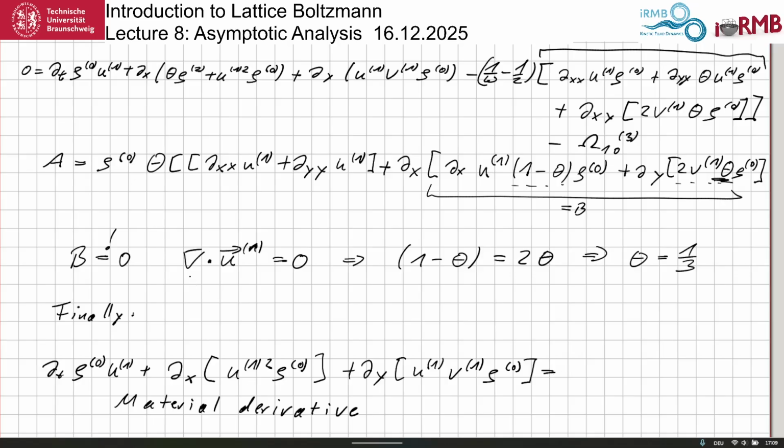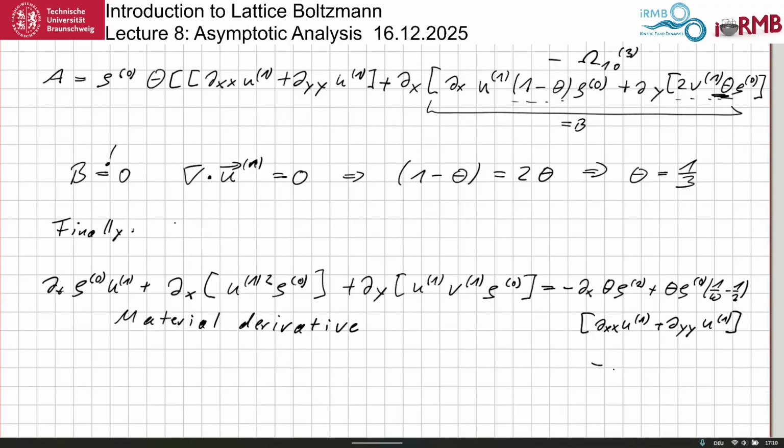And this is equal, so I'm putting now this here on the other side, to minus dx theta rho to the second order plus, now I have this B term, so this is theta rho to the 0 order now, 1 over omega minus 1/2, and this goes into dxx u1 plus dyy u1. And the one thing that's still missing is this minus.